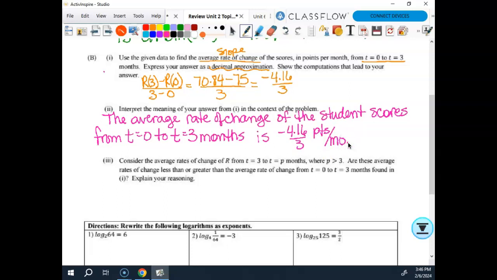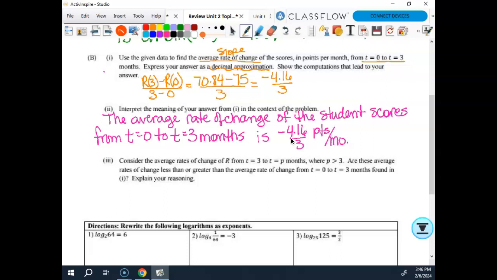Now, had you said something like the student scores are decreasing at an average rate of, if you throw that word decreasing in there, then this would have to be positive, because decreasing and negative is like a double negative. But this is what's happening. The average rate of change, this is it. That is interpreting it in the context of the problem.